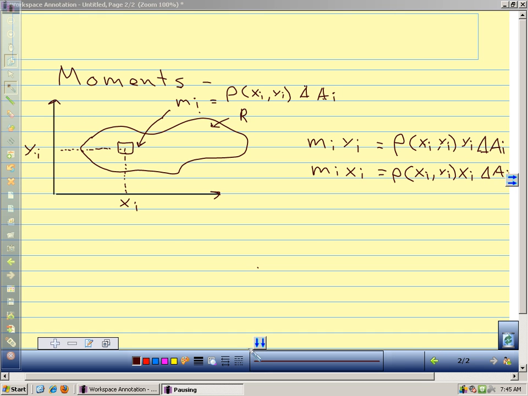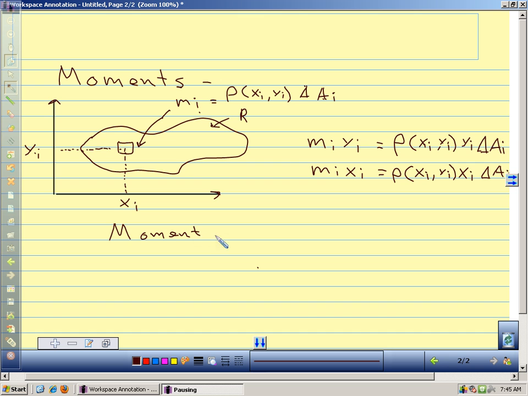And we're going to sum these moments to get the moment for the entire region. And again, this fits with our definition of a double integral. To sum all of these over the region is a double integral. So we call this the moment that we're working with now. We call it the moment.